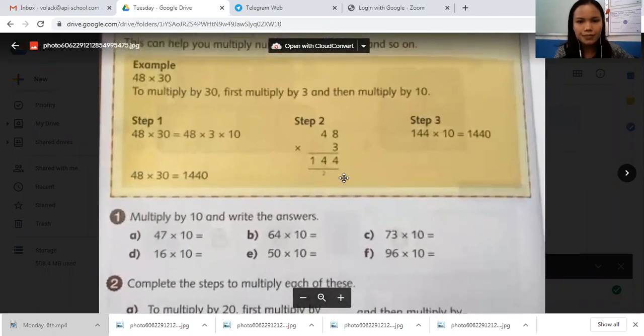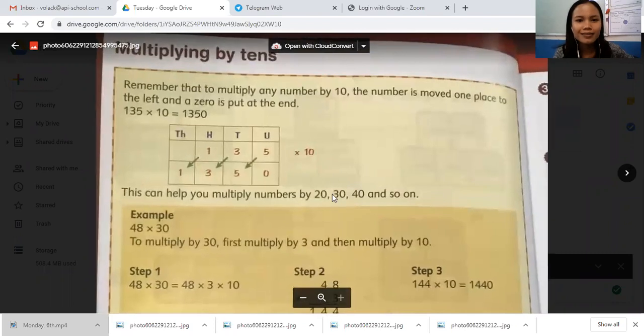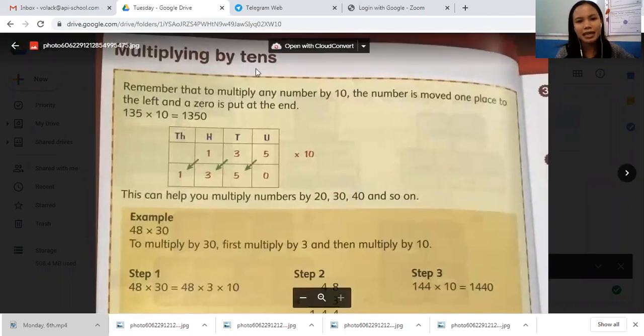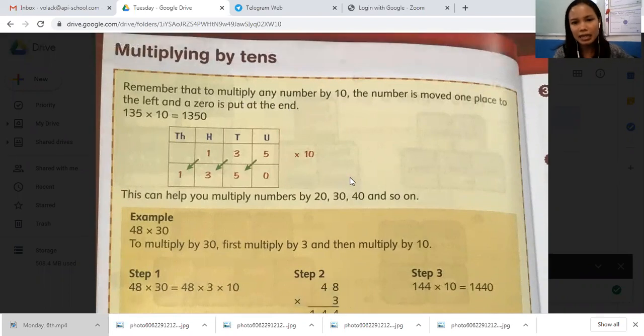Alright, in this one, they say multiplying by 10s. They said, remember that to multiply any number by 10, the number is moved one place to the left and the 0 is put at the end.